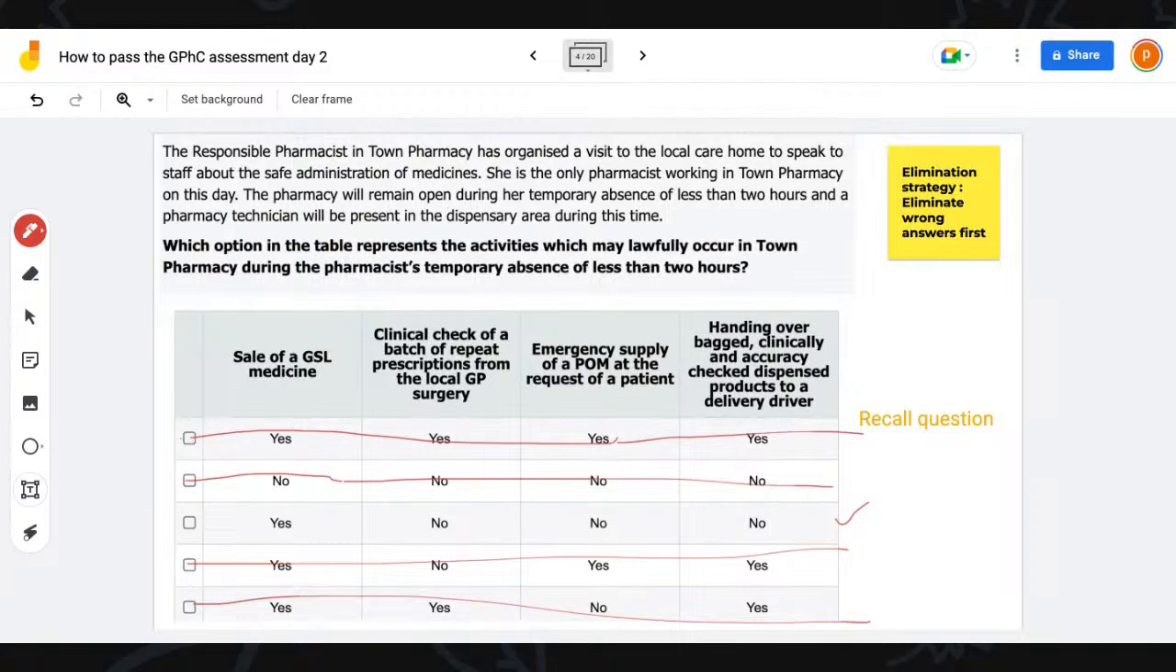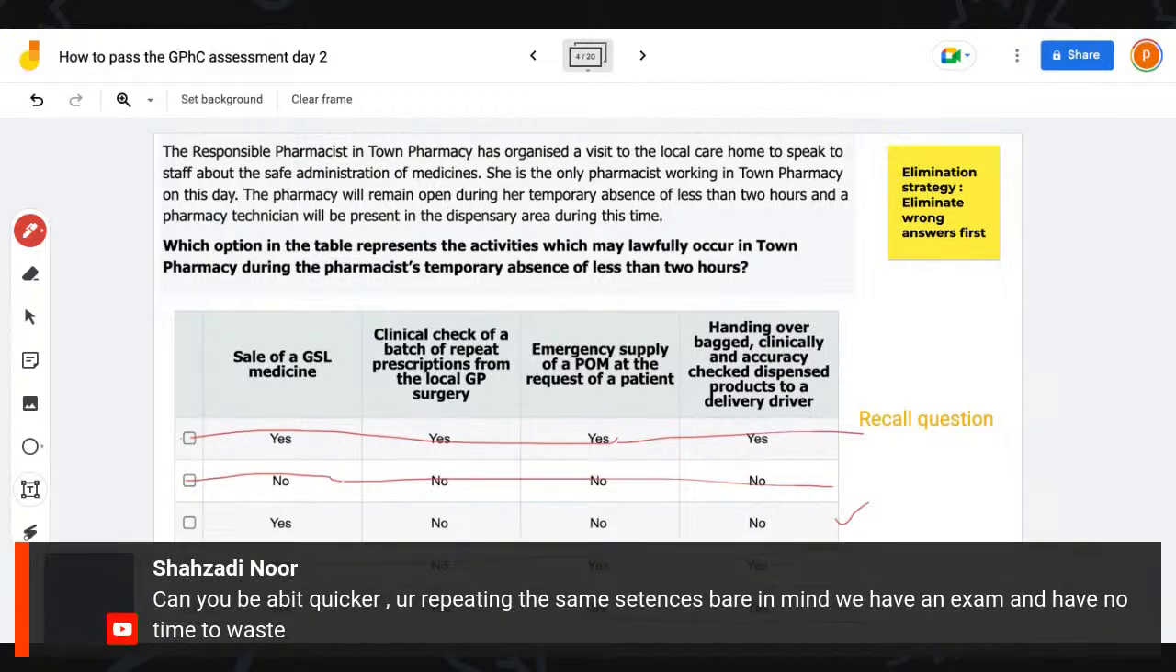Someone says, can you be a bit quicker? You're repeating the same sentence. Bear in mind, we had an exam. I have no time wasting.